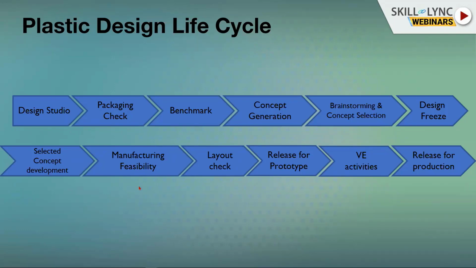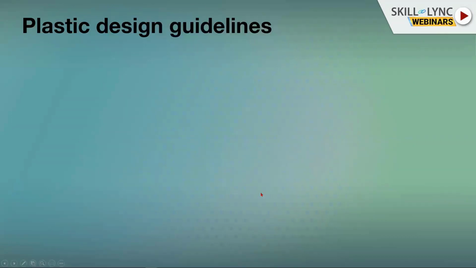After that, the process continues again. There will be a feasibility check, then you put it in a layout drawing, then again you release it for prototype and do the testing again. And once everything is okay in the results, it will be released for production, right? So this is the general process where you create a part from scratch till the production or serial production release.